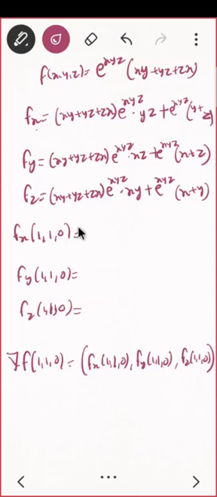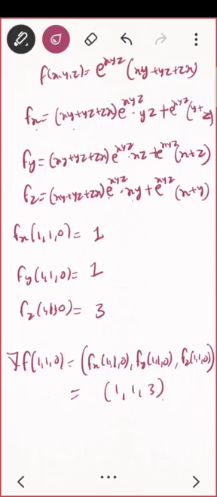Put the points (1,1,0) and quickly get everything. For fx, xy gives 1. Same for fy, but here the z coordinate is 0, so this will be 1. Here it will be xy, which is 1 now, but e raised to 0 is 1, so it will be 3, I think; just quickly check. So I'll have 1, 1 and 3. This is your delta f.